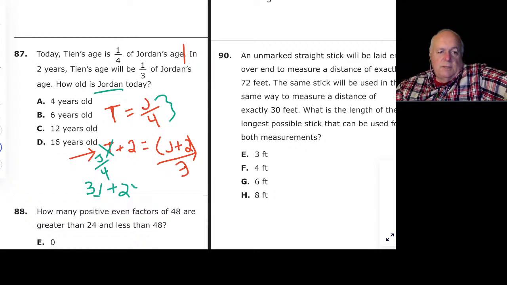So that's done with the left-hand side. And if I do 12 over here, right? 3 goes into 12 four times. And then I have J plus 2 in a parenthesis times 4, right? So that means I'm going to get 4J plus 8.